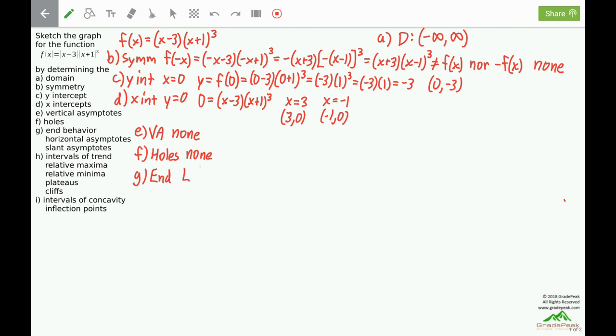We can determine the left end behavior by taking the limit as x approaches negative infinity of the function (x minus 3) times (x plus 1) cubed. Only the highest power terms in each of the polynomials will matter here. x and x cubed. Plugging in negative infinity times negative infinity cubed. Negative infinity cubed will be negative infinity, times negative infinity will be positive infinity.